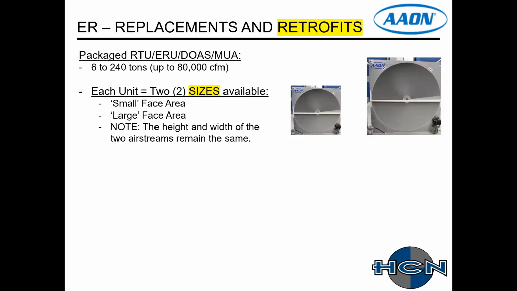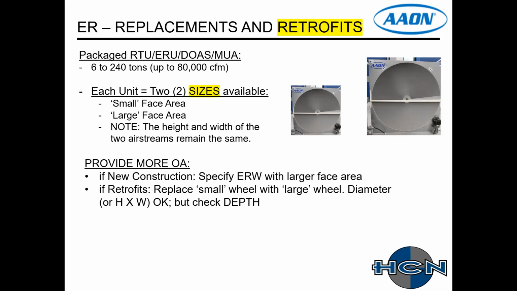And then with each of those two manufacturers, they have two different sizes available for each of the AAON unit sizes. There's a small face area and a large face area. And then, typically, or just understand that the height and width of the two air streams remain the same. So if you want to provide more outside air, some things to consider.